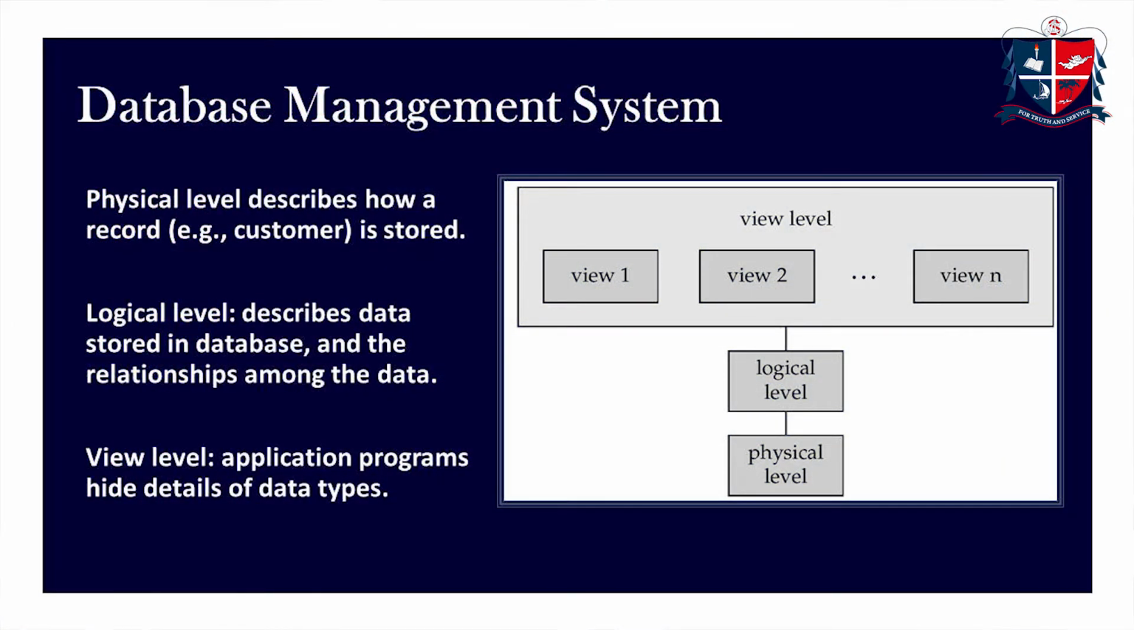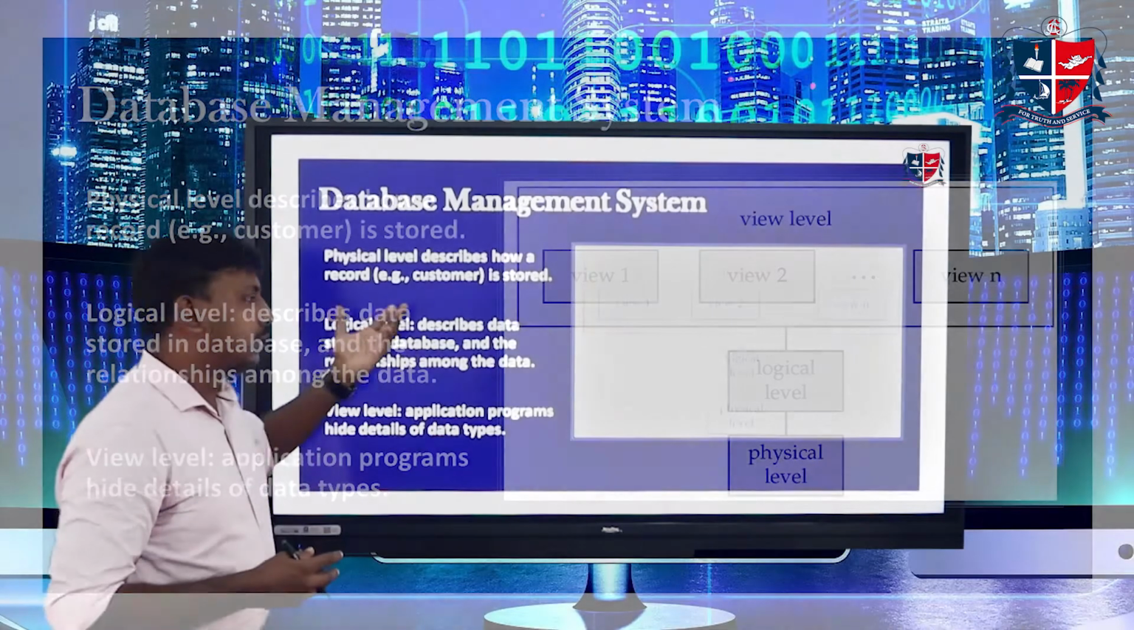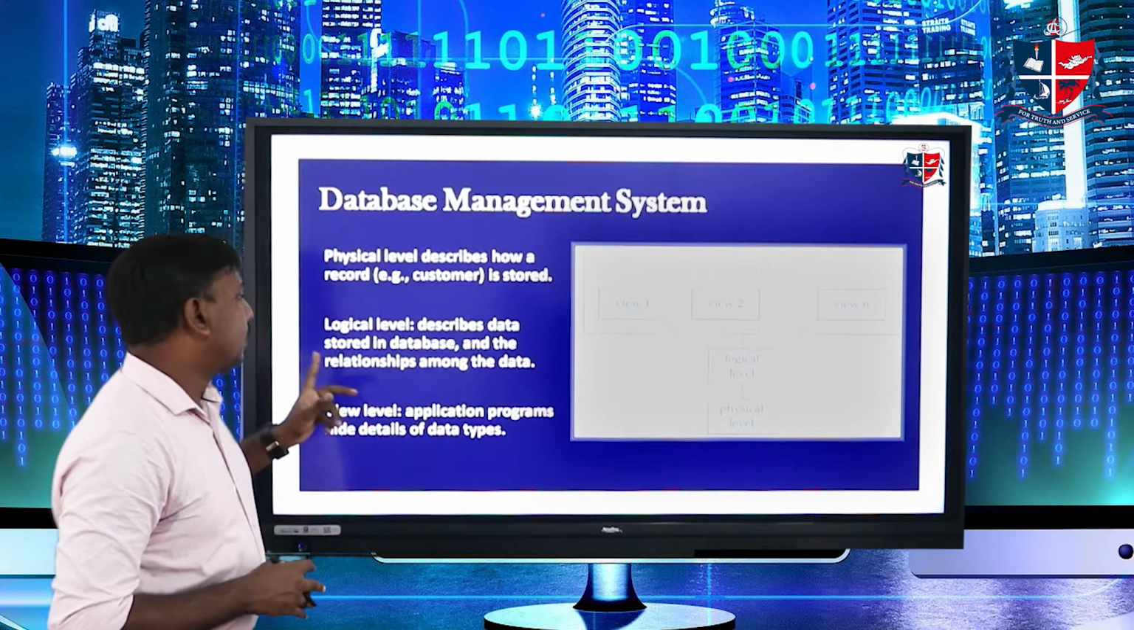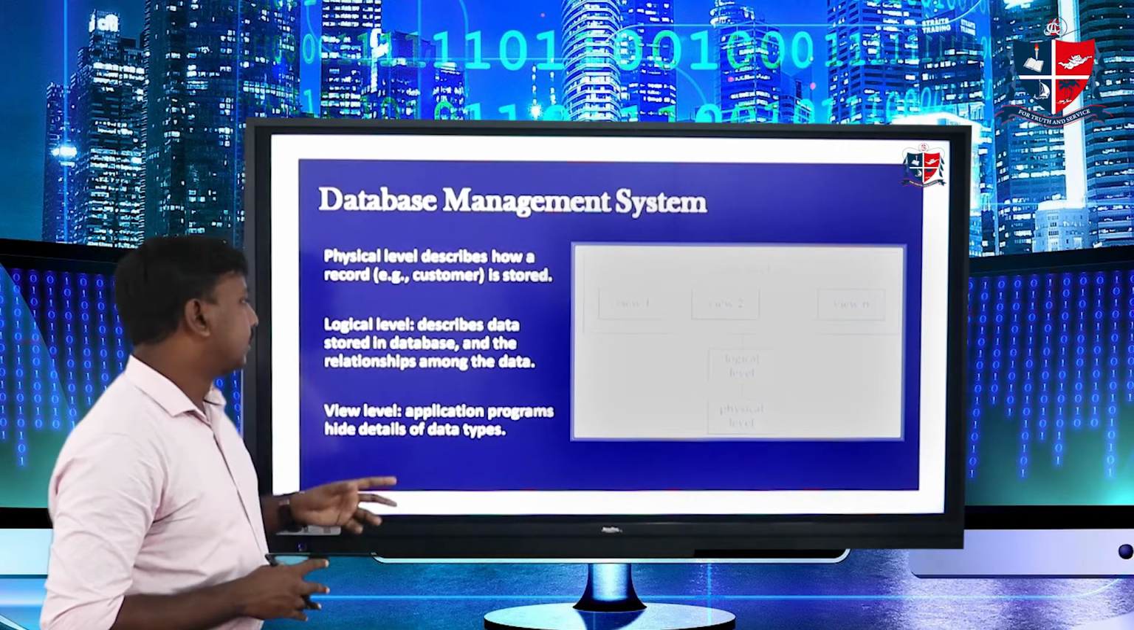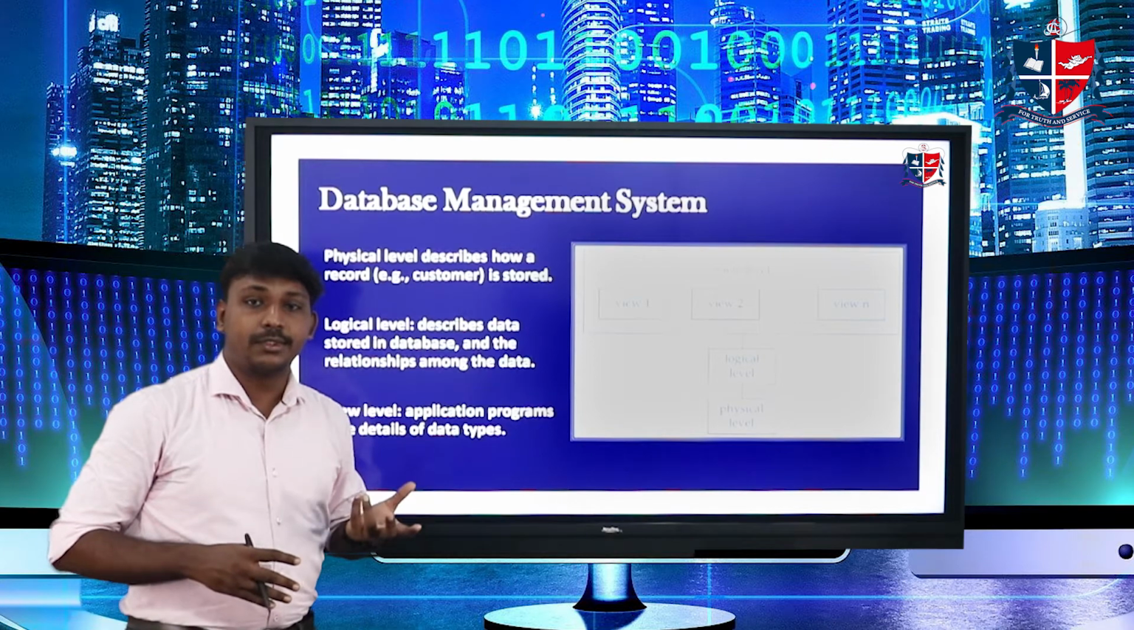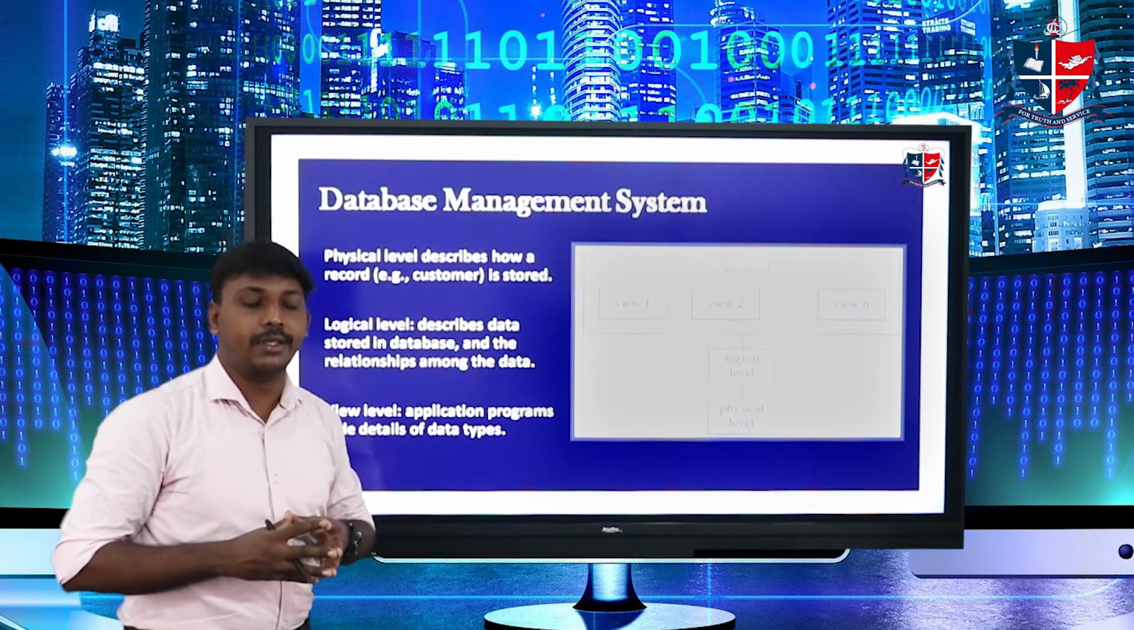Coming to one small structure for a database. It's a three-layer structure, as you can see. First is the view level, then the logical level, and the physical level. What is the physical level? Physical level means how all this data is stored. For example, customer data is stored in accordance with the physical level structure. The logical level describes the data stored in the database and the relationships between the data.